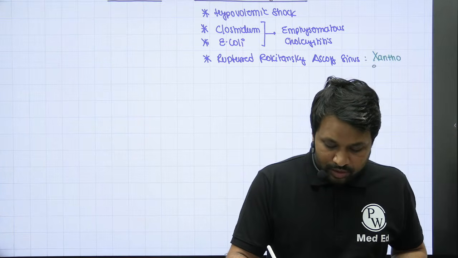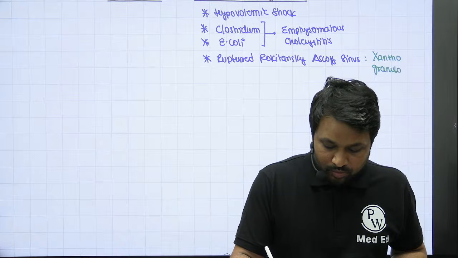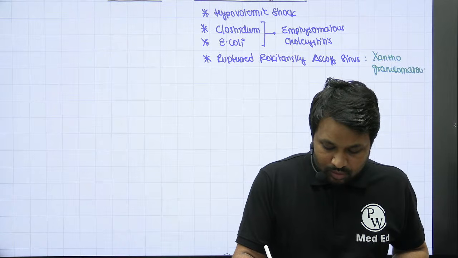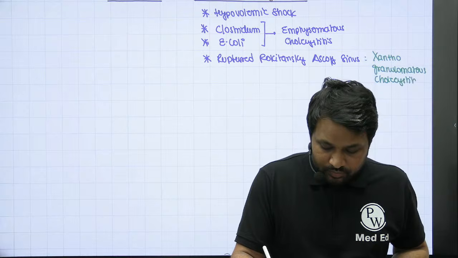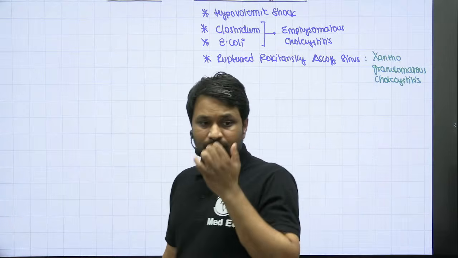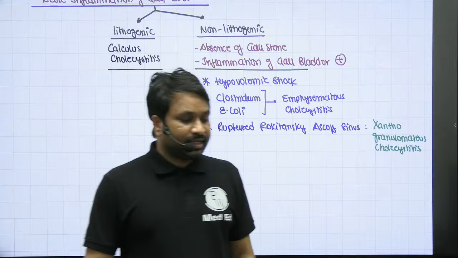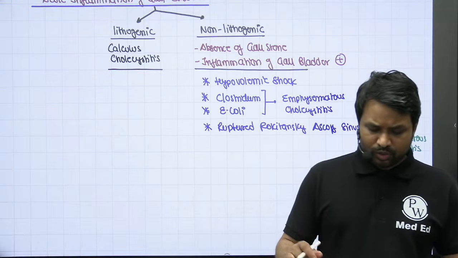Xantho is yellow in color. It is granulomatous cholecystitis. It is the xanthogranulomatous cholecystitis, right? So, that is the example of non-lithogenic causes of acute cholecystitis.